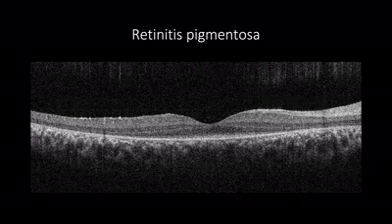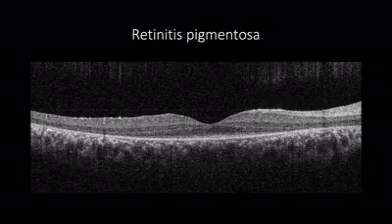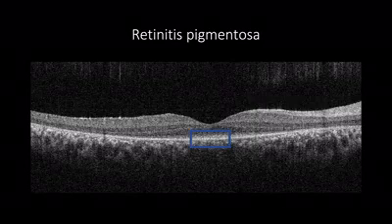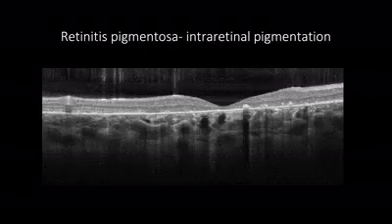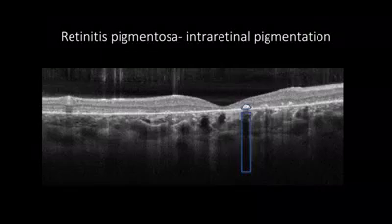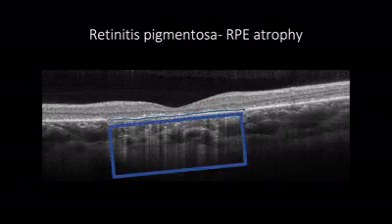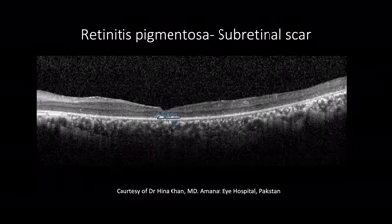Retinitis pigmentosa usually features partial or total loss of outer retinal tissues, including the ellipsoid zone and external limiting membrane. Those may indicate bad visual prognosis, where in severe cases there would be intraretinal pigmentation that may cast a shadow artifact, RPE atrophy which may show increased choroidal reflectivity, and subretinal scarring.